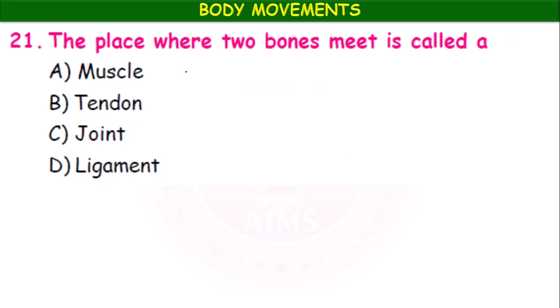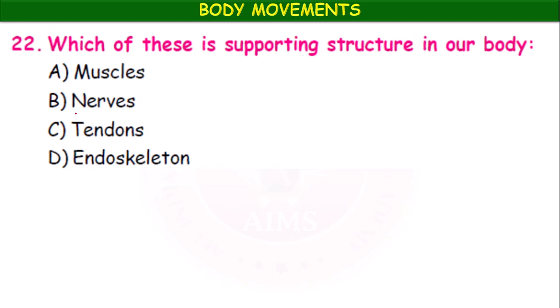The place where two bones meet is called muscle, tendon, joint, ligament. It is the joint, the place where two bones meet. Which of these is a supporting structure in our body? Muscles, nerves, tendons, endoskeleton. It is the endoskeleton, the supportive structure which gives shape and support and also gives protection.